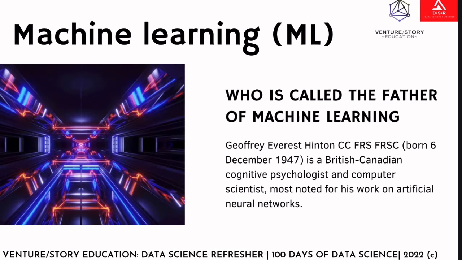So coming to the history of machine learning. Who is called the father of machine learning? Jeffrey Everest Hinton, CCFRS FRSC, who was born on 6 December 1947. He is a British Canadian cognitive psychologist and computer scientist. He is most noted for his work on artificial neural networks, and he is also called the father of machine learning.